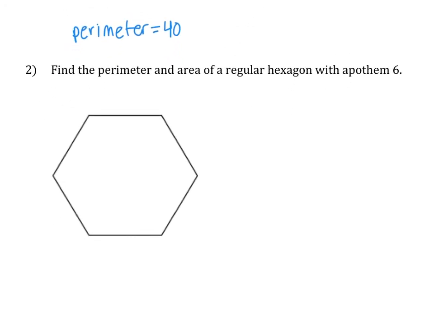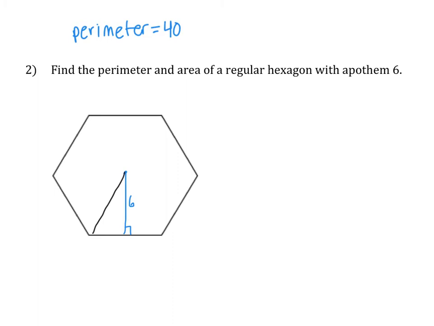Okay, let's try this next one. Here we're asked to find the perimeter and the area of the regular hexagon with apothem 6. So in this case, we are given this distance from here to here. This is 6, and the only other thing we know is that it's a regular hexagon. So here we are going to need to find the side length so we can find the perimeter. And this is going to involve us needing to do a little bit of trigonometry again.